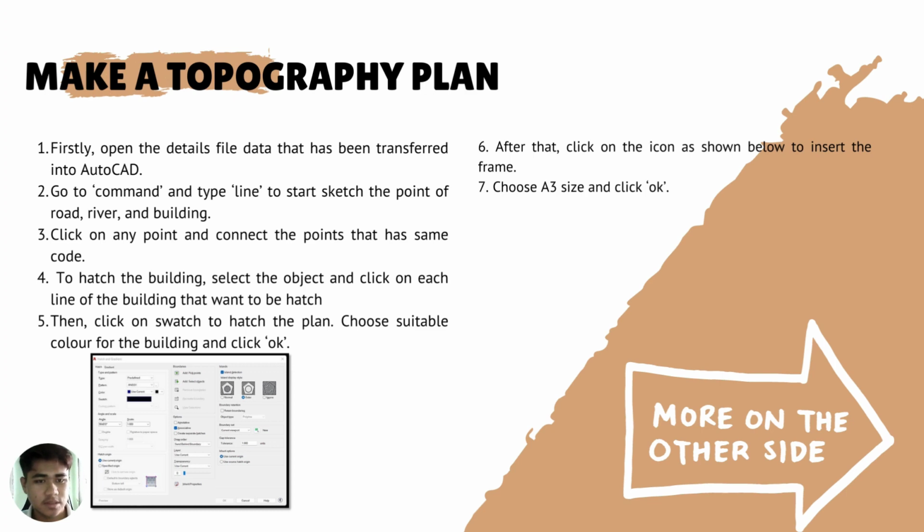To hatch the building, select the object and click on each line of the building that we want to be hatched. Then click on swatch that has the plan, choose a suitable color for the building and click OK.